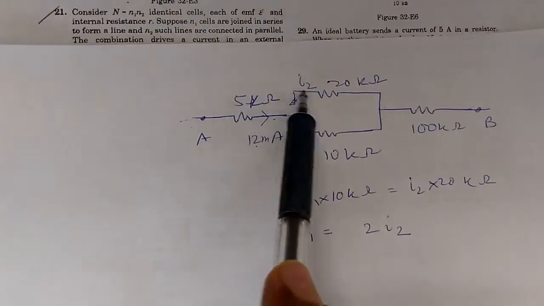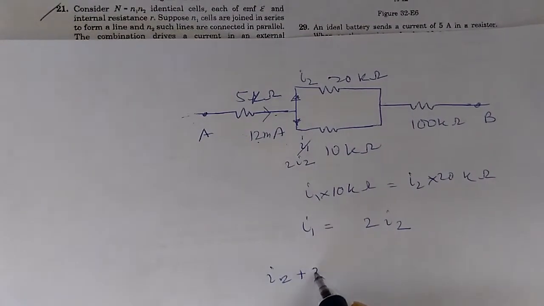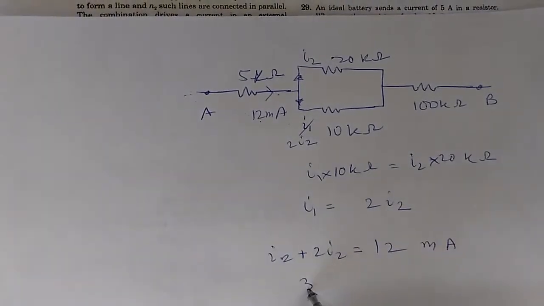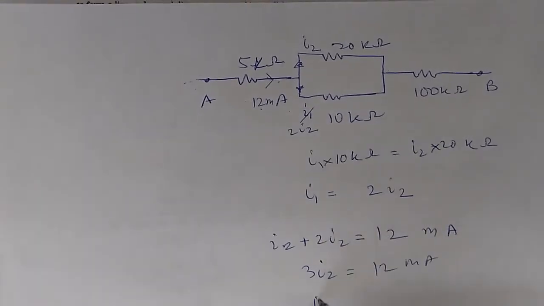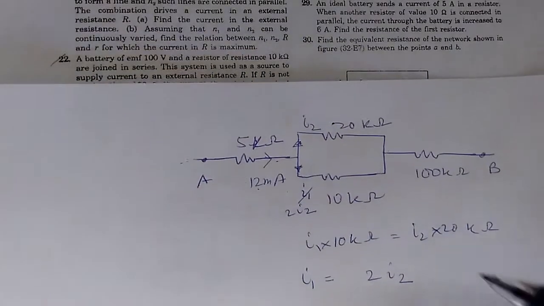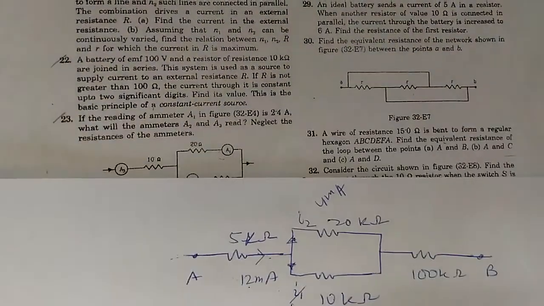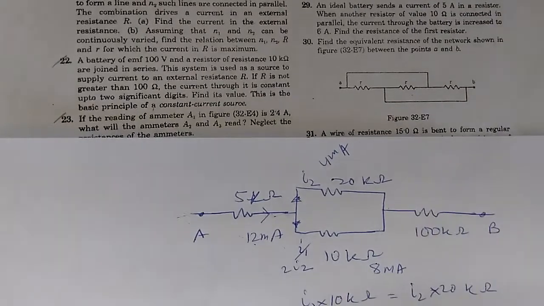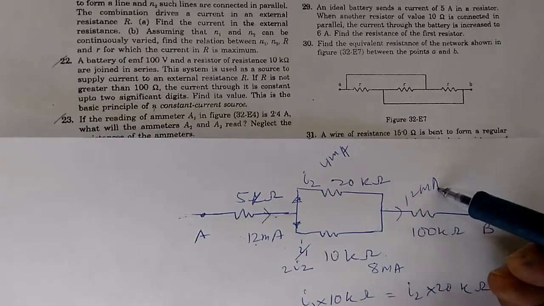The current comes here, goes I1 here and 2I2 here. So I2 plus 2I2 is equal to 12 milliampere. That means 3I2 is equal to 12 milliampere, or I2 is equal to 12 divided by 3, 4 milliampere. So the current in this branch is going to be 4 milliampere, and the current in this branch will be 2I2 or 8 milliampere. And then these two currents again combine to become 12 milliampere here.